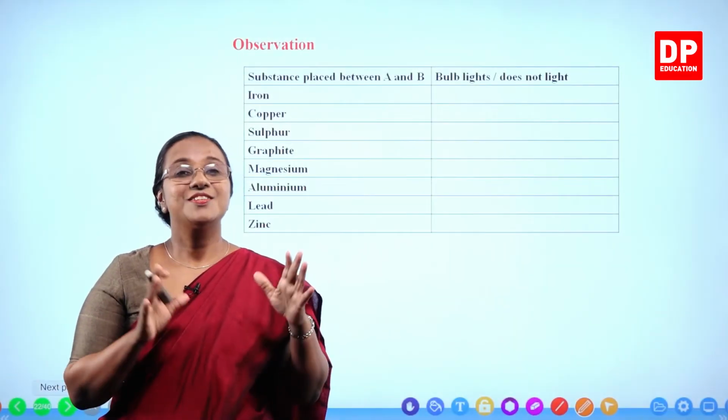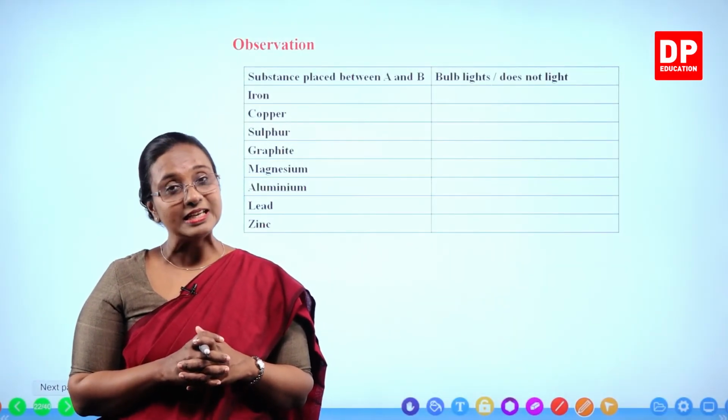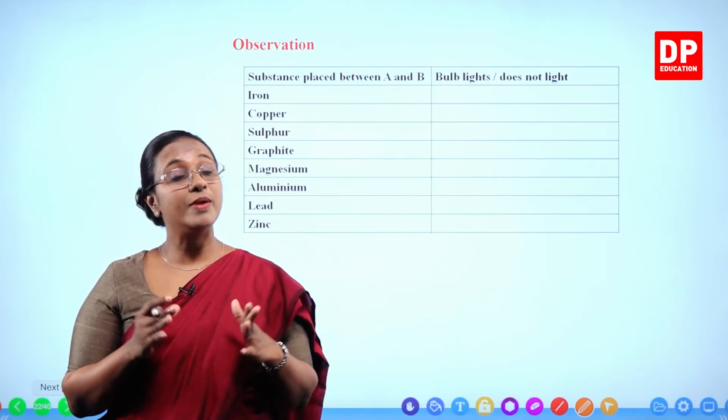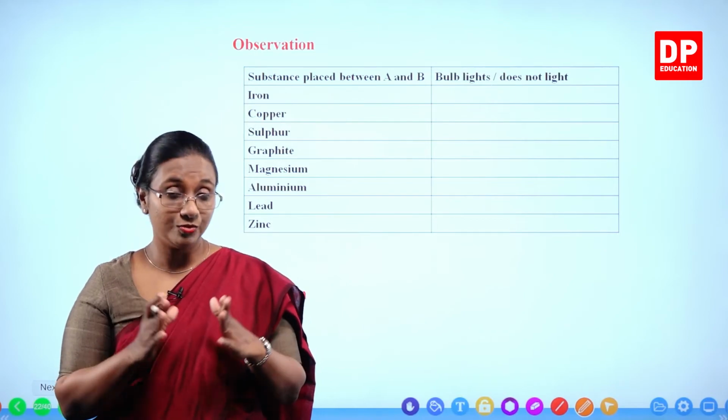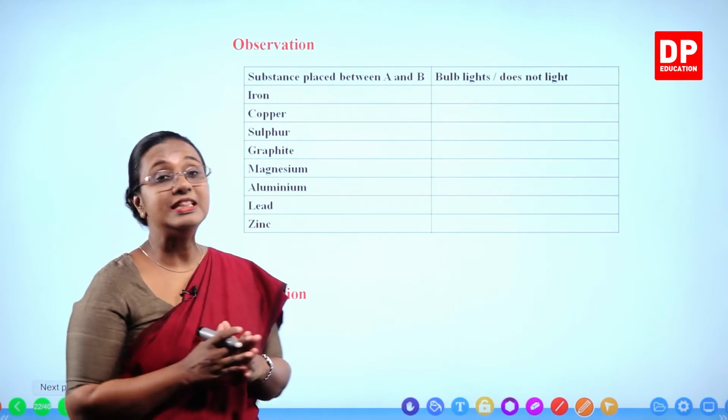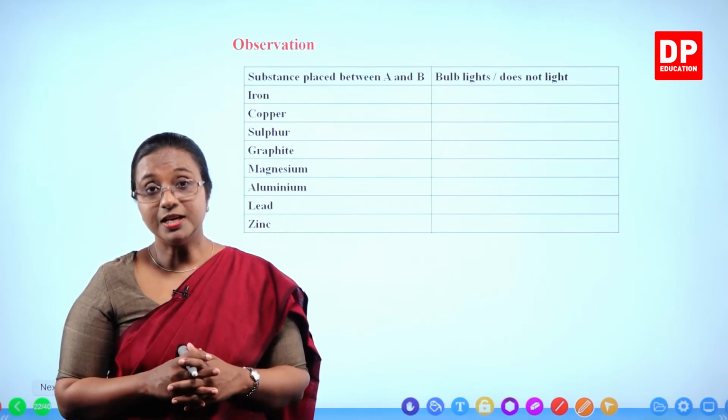Okay students, did you all observe what happened clearly? Were you all able to see the bulb lighting, or whenever the bulb did not light, you would have observed it clearly? I'm sure of that. Now we have to fill in this table with the observations.